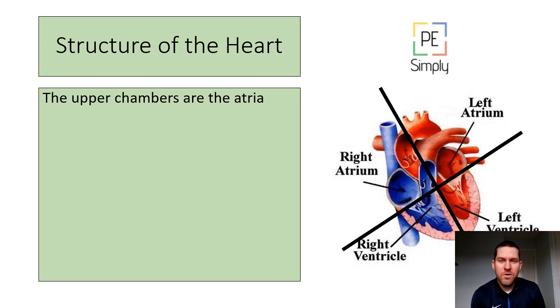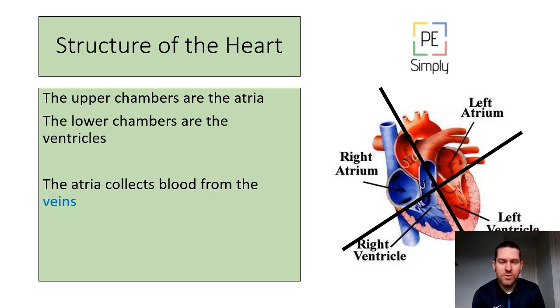So if we think first of all of the upper chambers, the top part of the heart, we can see that the chambers are referred to as the atria. So we have the left atrium and the right atrium that you should be able to see on that diagram. The lower parts of the heart, the two chambers there, are referred to as the ventricles. So again, the left ventricle and the right ventricle.